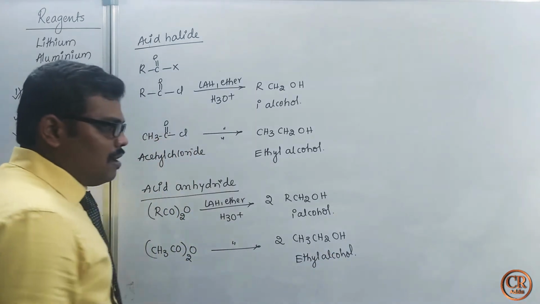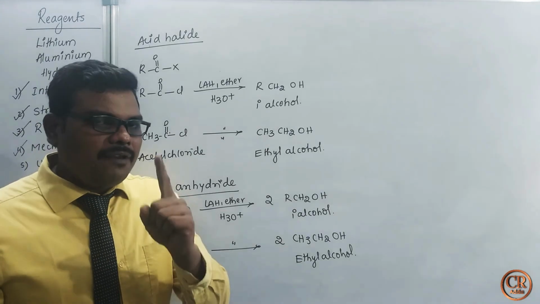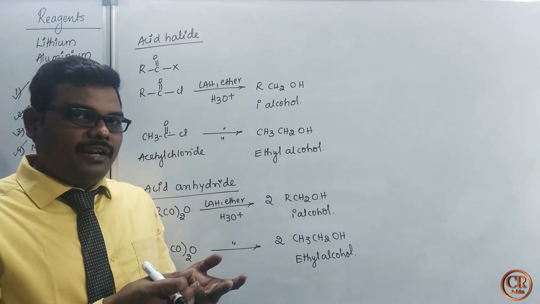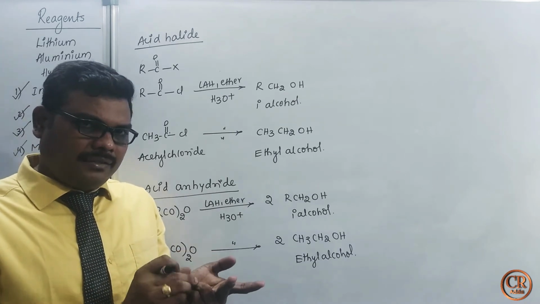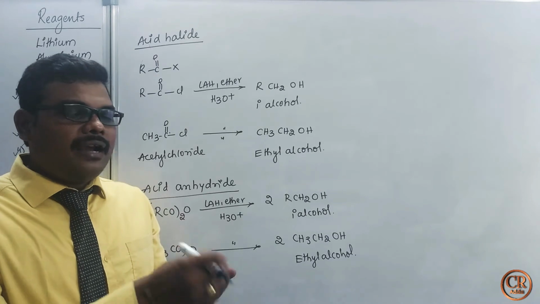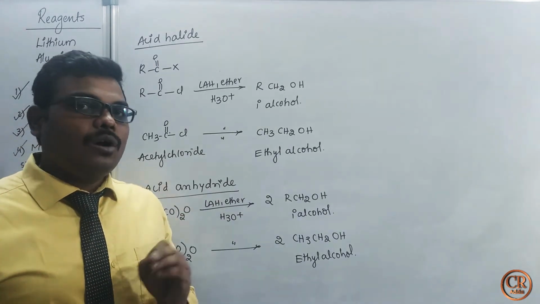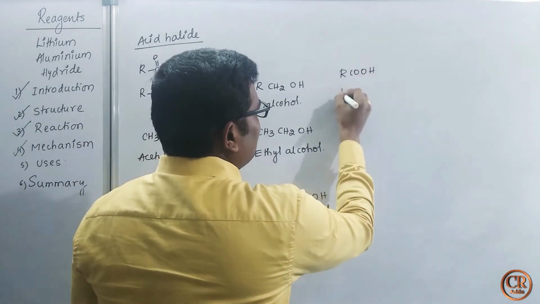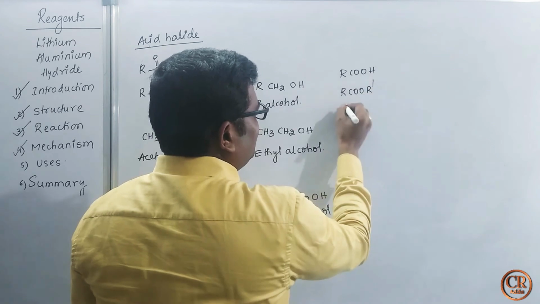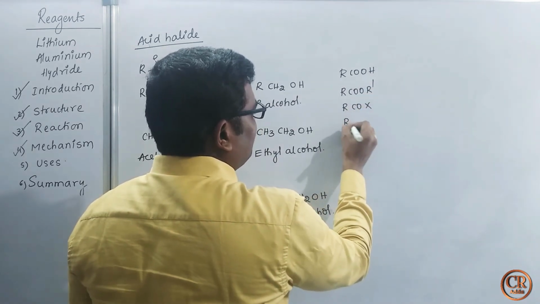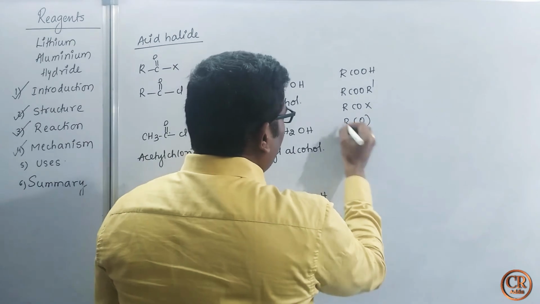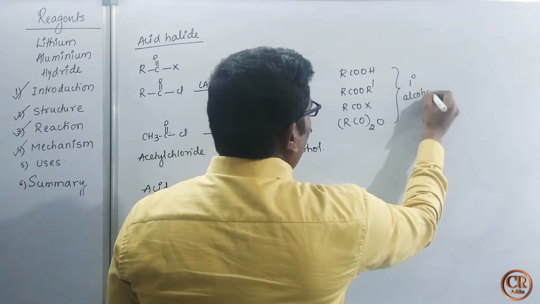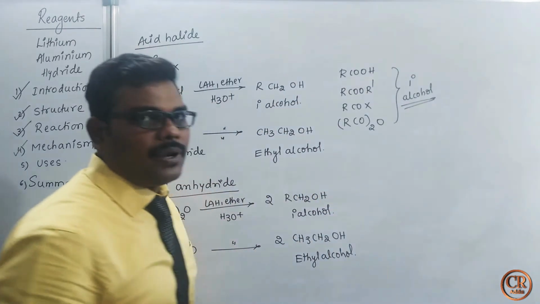So here, if you carefully observe, we can find one important point. Carboxylic acids and its derivatives, that is ester, acid halides and anhydrides, all are giving only primary alcohol. I'll write here RCOOH, RCOOR', RCOX, RCO taken twice O. All these give only primary alcohol.